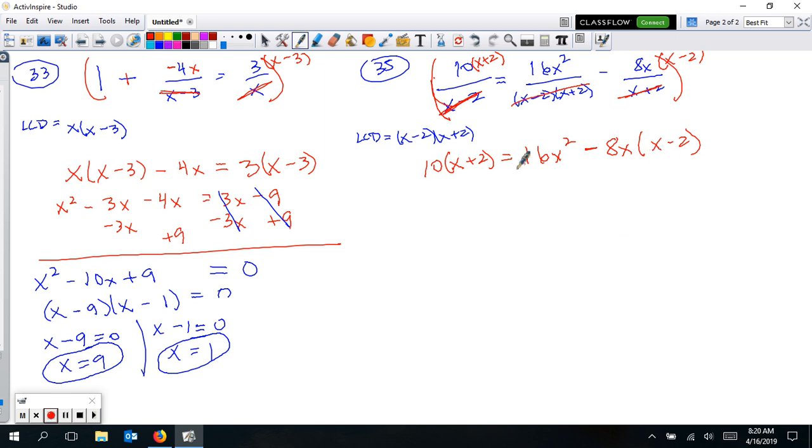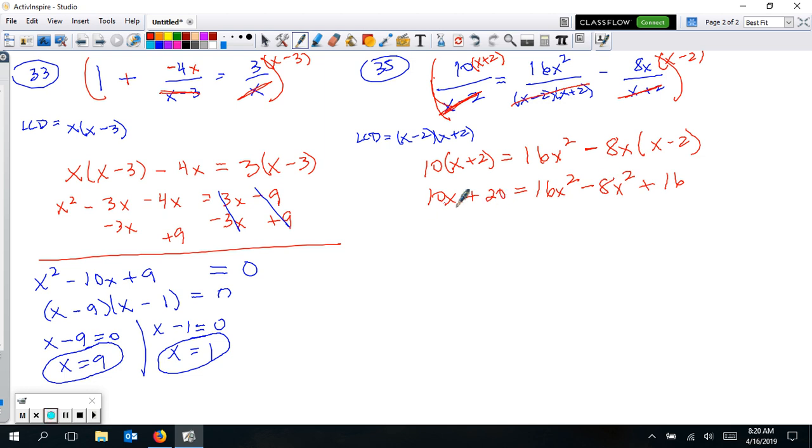We just need to now get rid of the parentheses with the distributive property. So 10x plus 20 on this side. 16x squared, and then this is going to multiply in. It's going to be a negative 8x squared there, and then it's going to be a positive 16. So it looks like we're going to have another quadratic. We're going to get like an 8x squared on this side.